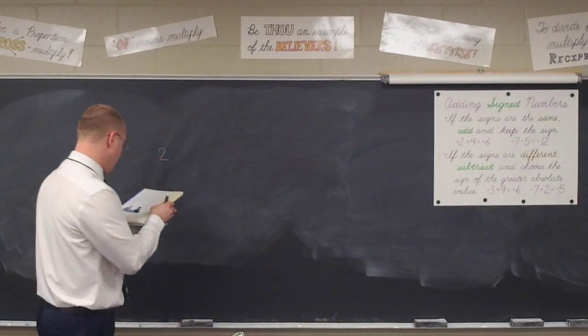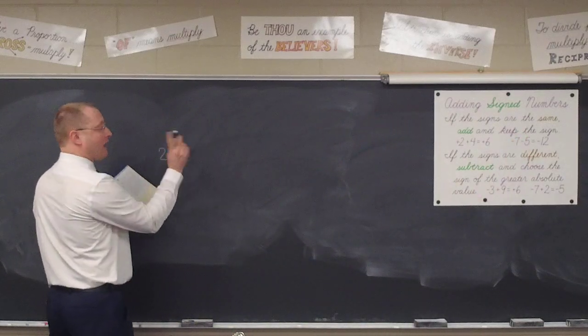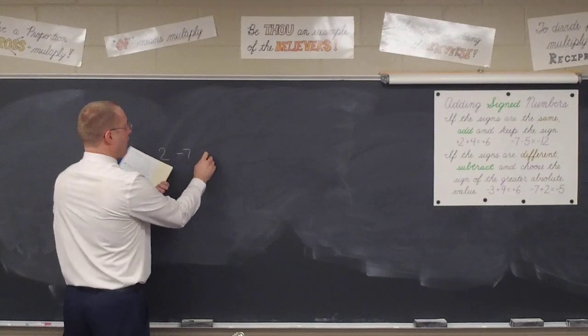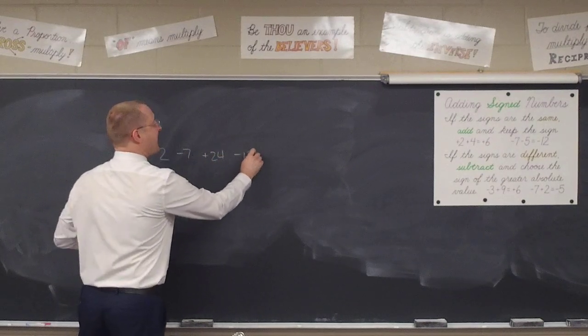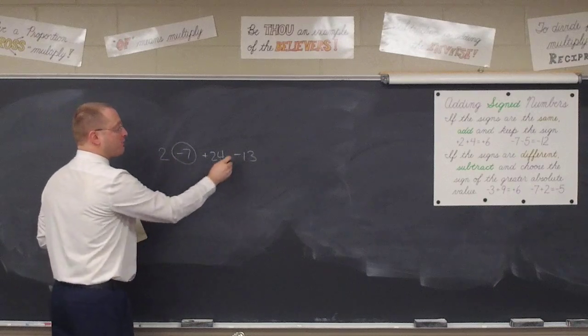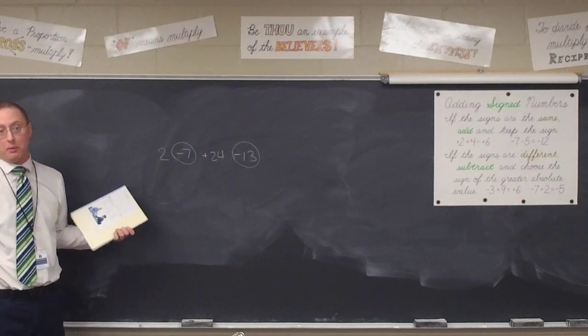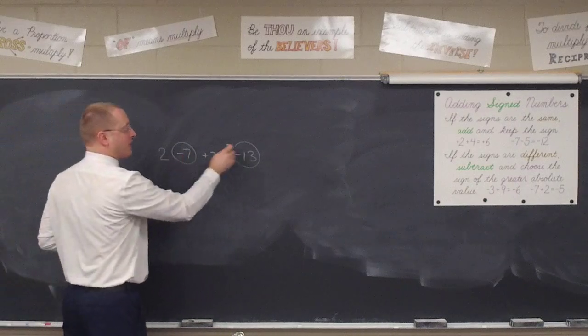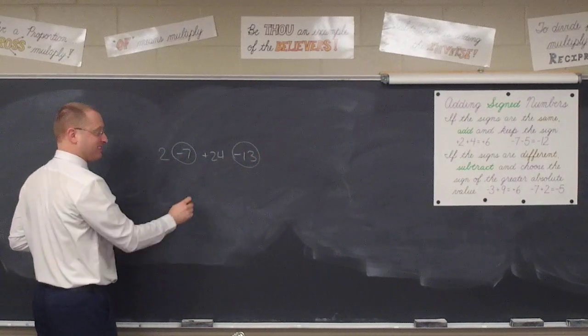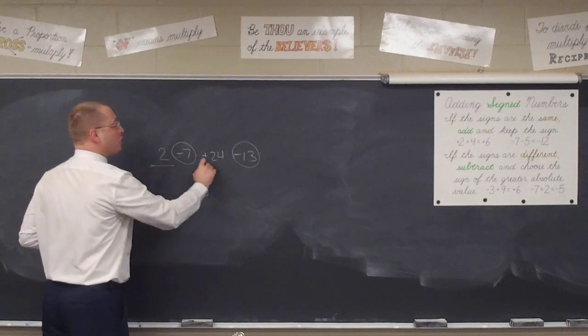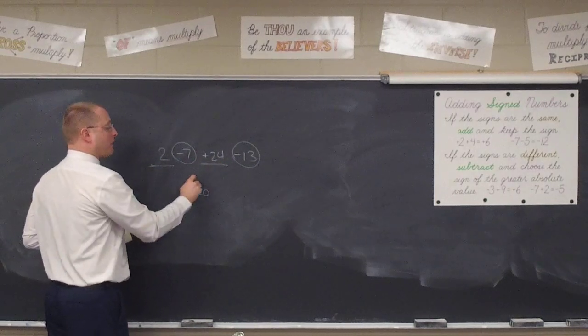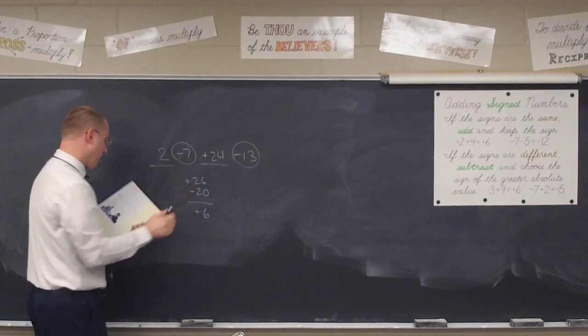So on number 21, it says 2, and think of this as negative 7, positive 24, negative 13. And think of these as negatives, because if you changed to adding the inverse, you would make them negatives anyway. Why waste your time? What is negative 7, negative 13, class? Negative 20. What's 2 and 24? Positive 26. That's where we get our positive 6.